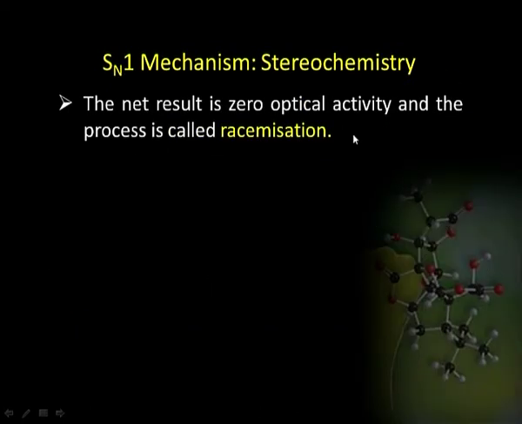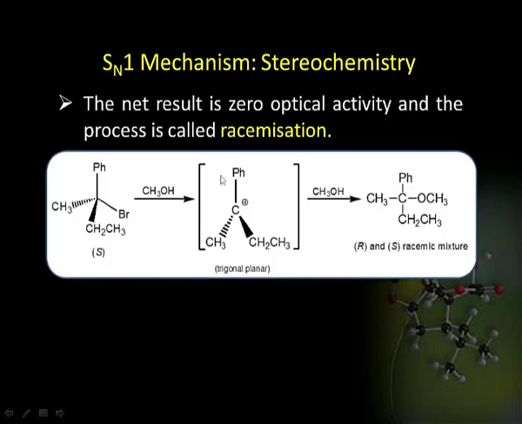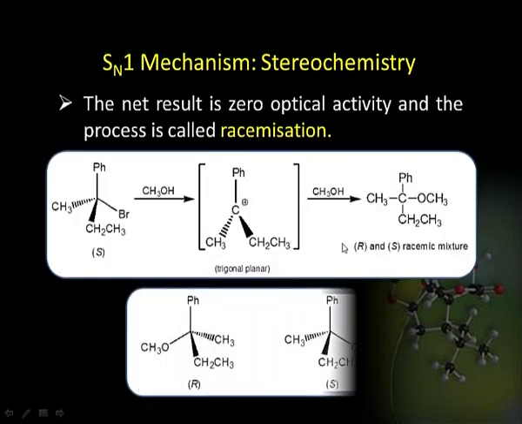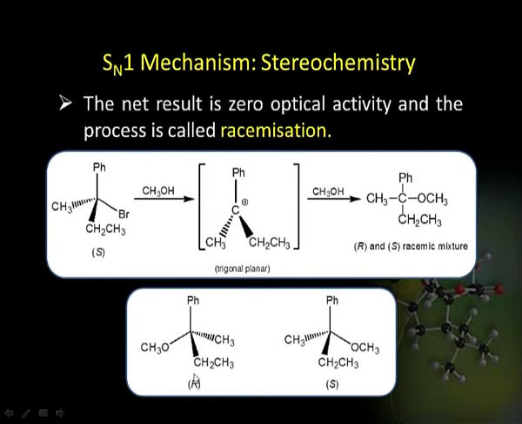The net result of the stereochemistry in case of SN1 reactions is that we observe zero optical activity. This process is called racemization because we get the formation of two products, two isomers in equal amount. We have our R product which is 50% in amount and we have S product which is again 50%. So, together they lead to zero optical activity.